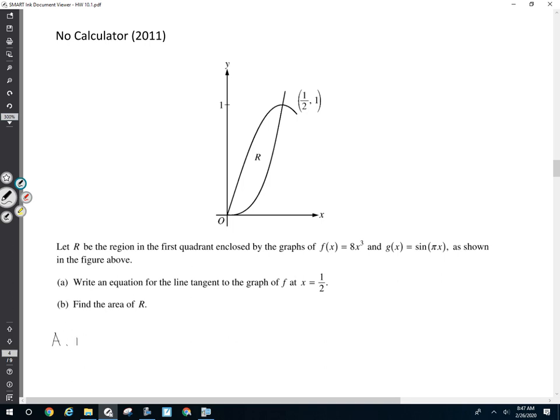All right, equation, you need a point and a slope. The point comes from f of 1/2. That's 8 times 1/2 cubed. That's 8 times 1/8, which is 1. So I have (1/2, 1).